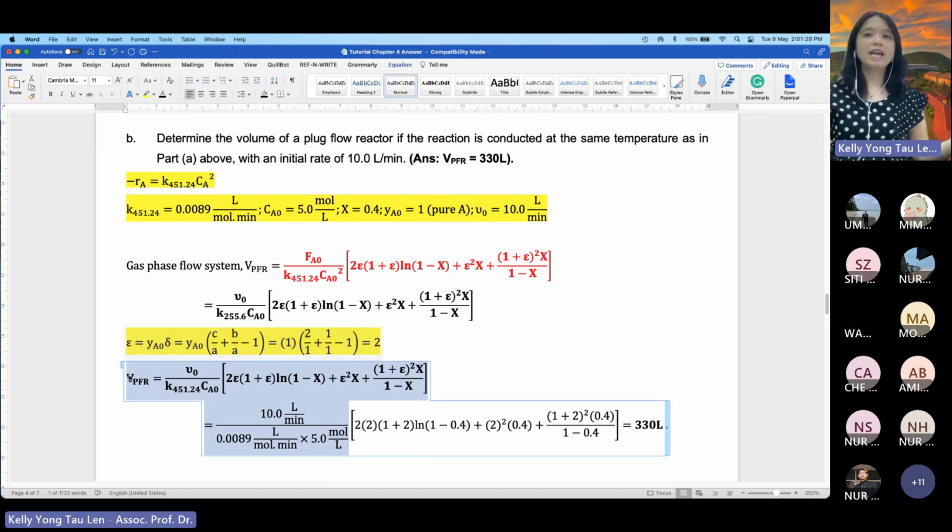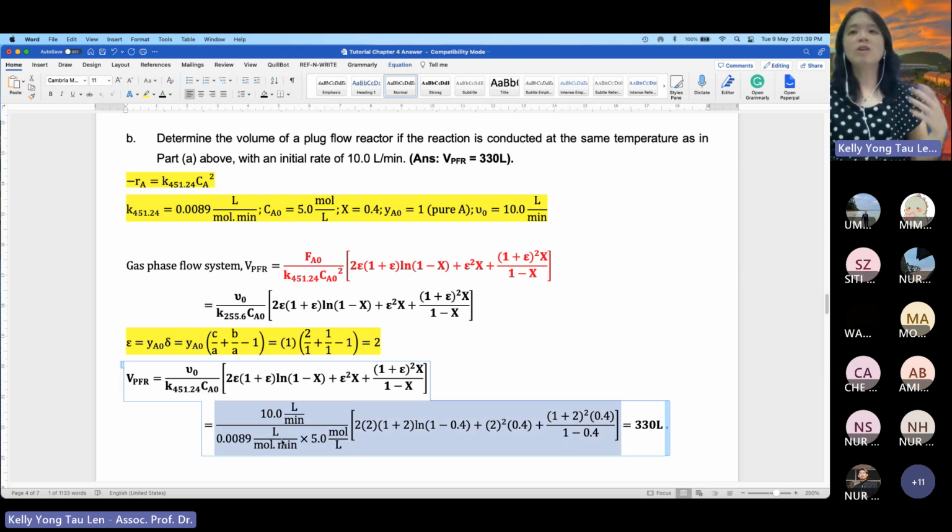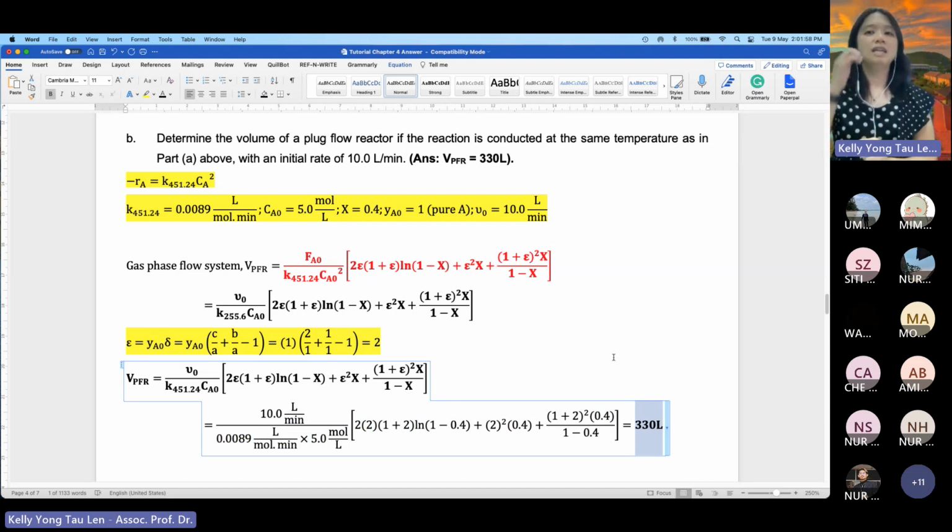I know the value K, I know CA0, you already know epsilon naught, you know epsilon. You can calculate, but you can see the calculation is long. So that's why I ask you later on when you got time, you have to practice yourself, because this equation is long. And you can see there's multiplication, addition, brackets, sub-brackets, power of 2, negative, positive. So that is the challenge. But if you calculate correctly, you will get the volume as 330 liter.